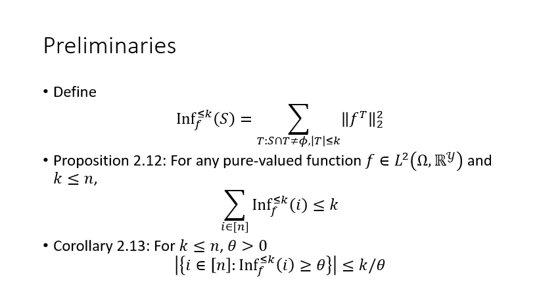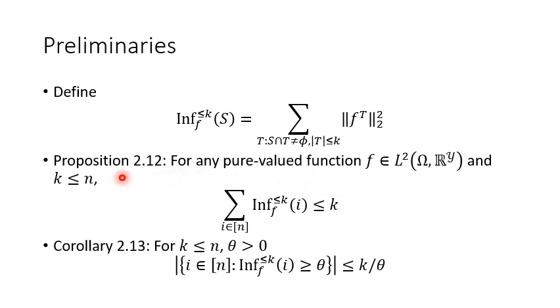Now that we proved the previous proposition, we can define low-order influence in a similar fashion. It will be almost the same equation as we saw in the previous proposition, but here we will restrict the intersecting sets to be of cardinality smaller or equal to k. Now we'll have a new proposition that says that for any pure-valued function f and every k smaller or equal to n, the sum of the low-order influences of individual coordinates must be smaller or equal to k.